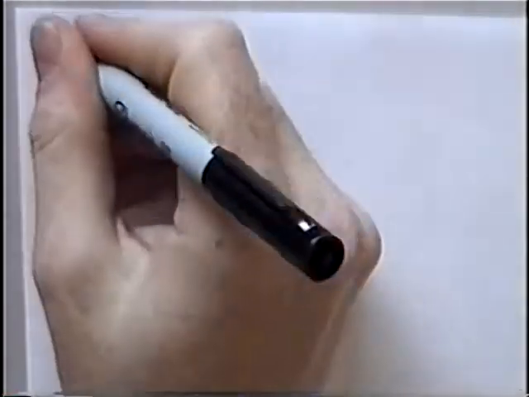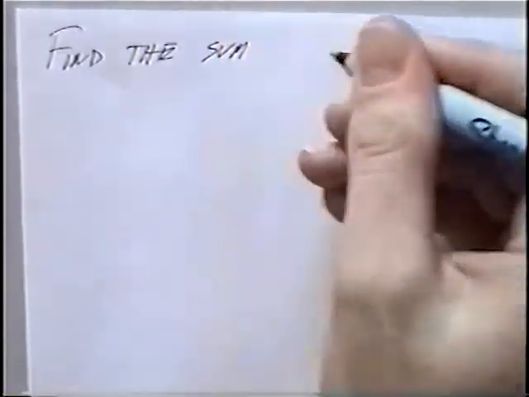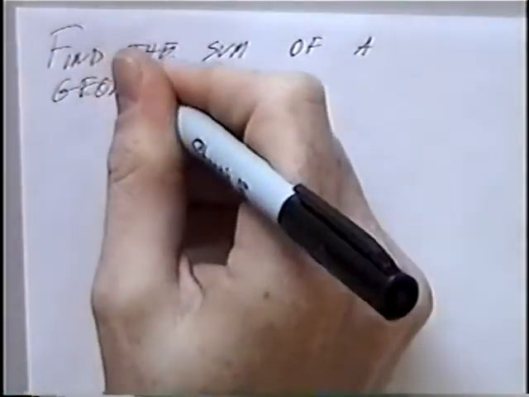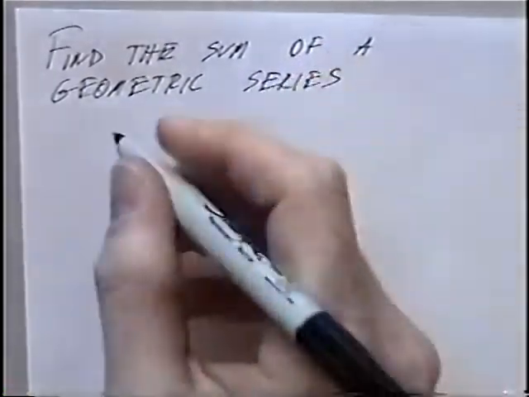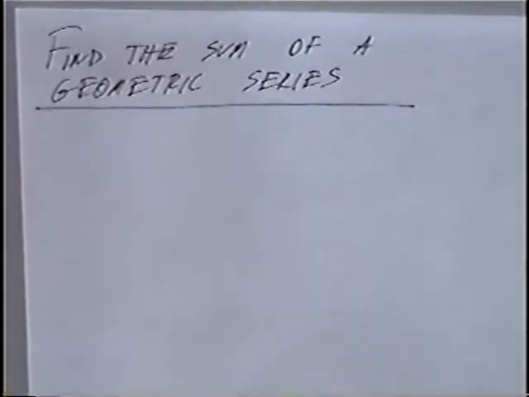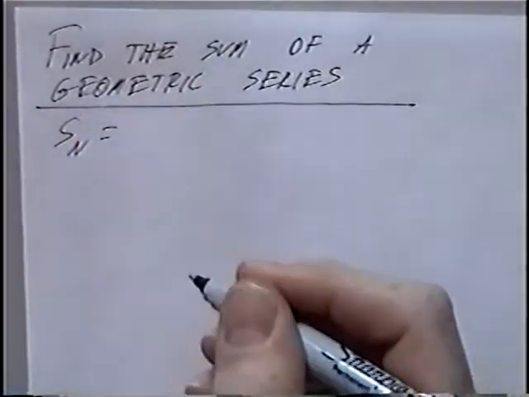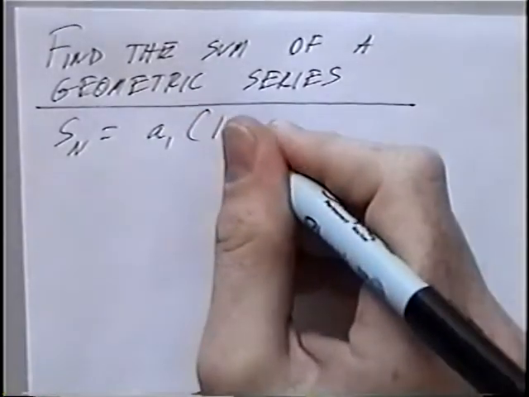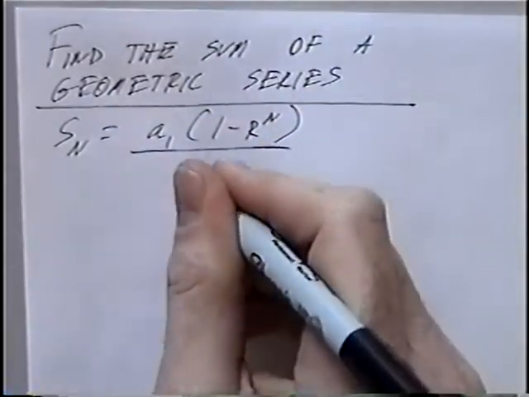Title of the first section is Find the Sum of a Geometric Series. Two equations or two formulas for the section. S sub n, or the sum of n terms. First equation is a sub 1, and inside parentheses 1 minus r to the exponent of n, divided by 1 minus r.